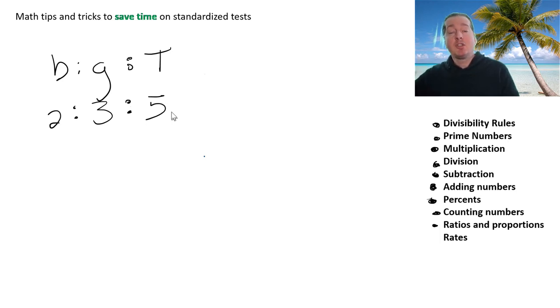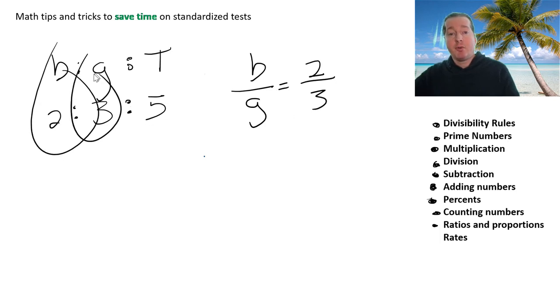The numbers could be a multiple of that. Suppose you want to write ratios also as a fraction. So B over G equals 2 over 3. That's a part-to-part ratio. Boys to total is 2 to 5, 2 over 5. That's a part-to-whole ratio. Well, suppose you were told that there were 45 kids in the class.